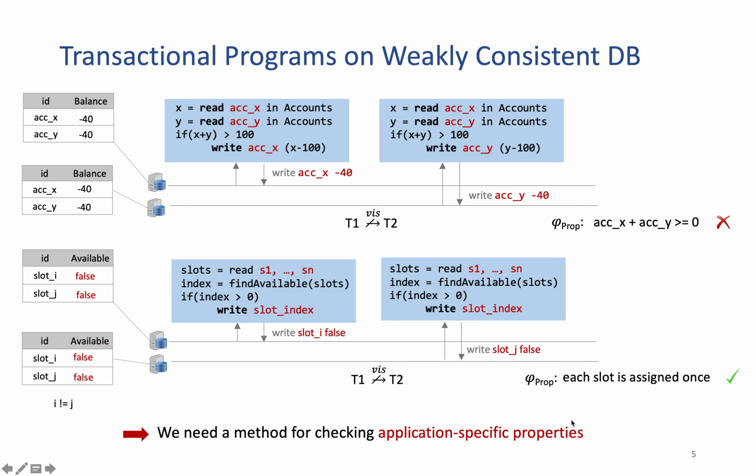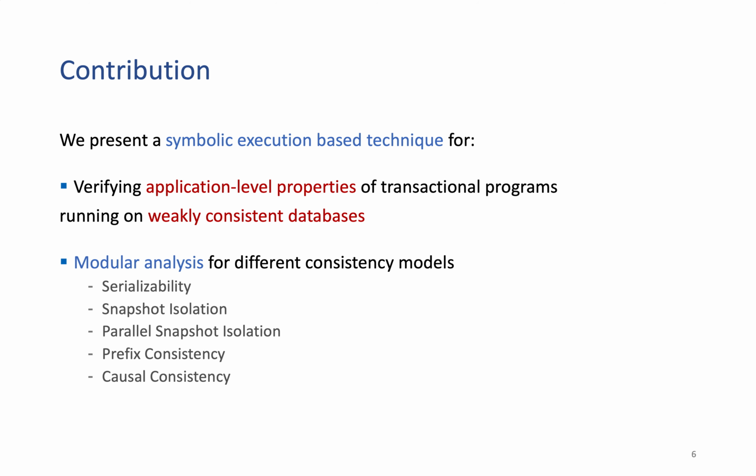Then we see that actually there is a need for checking application-specific properties. And in this work, we present such a method. We present a symbolic execution-based technique to verify application-level properties of transactional programs. And here we assume the correctness of the underlying weakly consistent database.